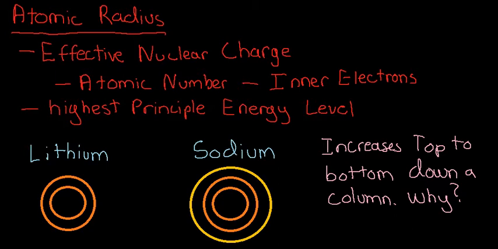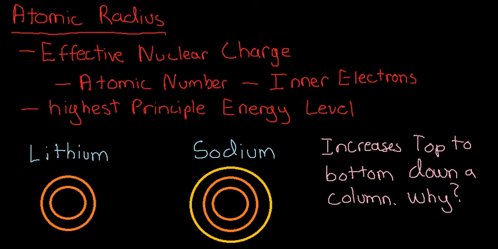So when looking at atomic radius, as with all periodic trends, you really want to keep 2 things in mind. You want to keep the effective nuclear charge in mind, as well as the highest principal energy level. So both of these are going to come into play into all the videos. Let's explore why the atomic radius is larger for sodium than it is for lithium. Remember, sodium is 1 below lithium on the periodic table.